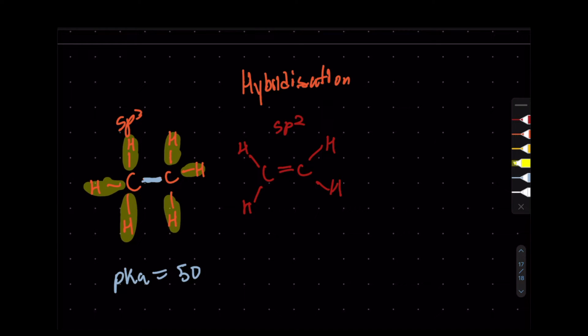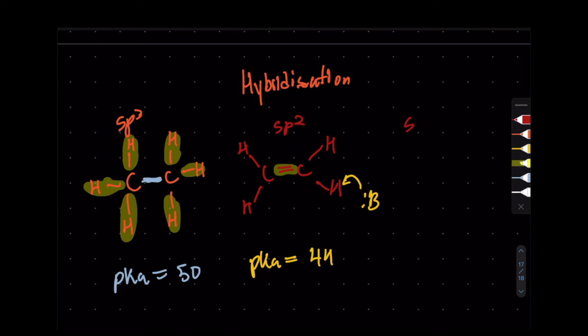Now this actually increases the acidity because the double bond in the middle shortens the length, while the hydrogen and carbon bonds remain long. So that makes it much easier for bases to deprotonate, and we can see that it is more acidic because it has a pKa of 44 for an sp2 carbon.